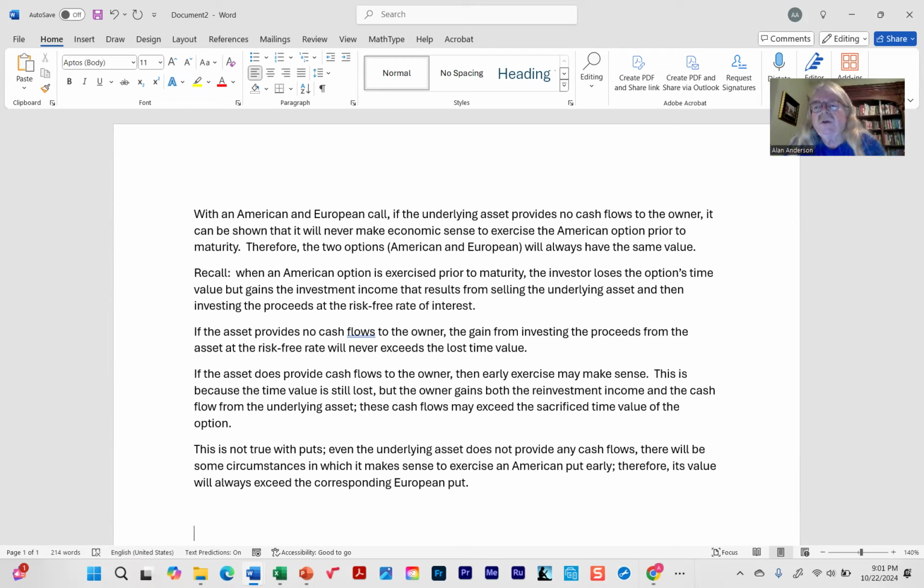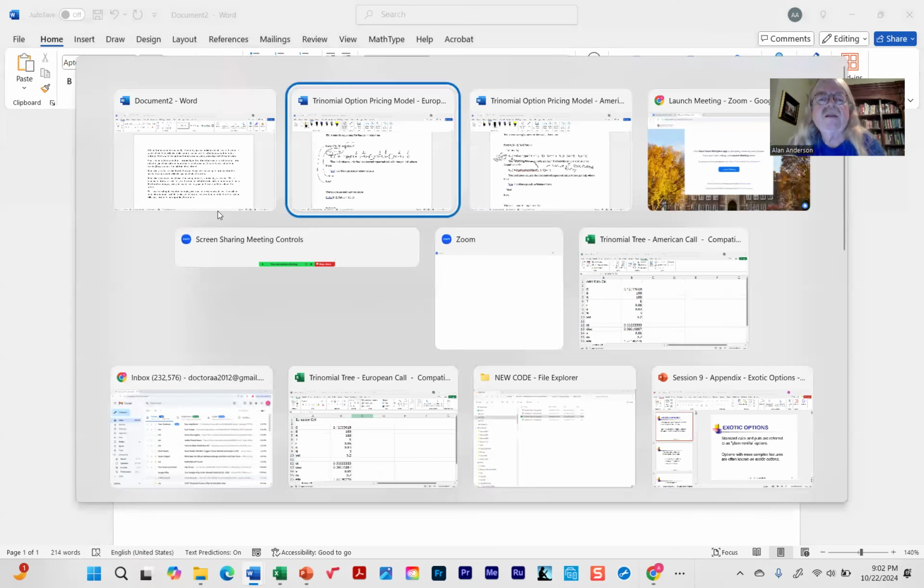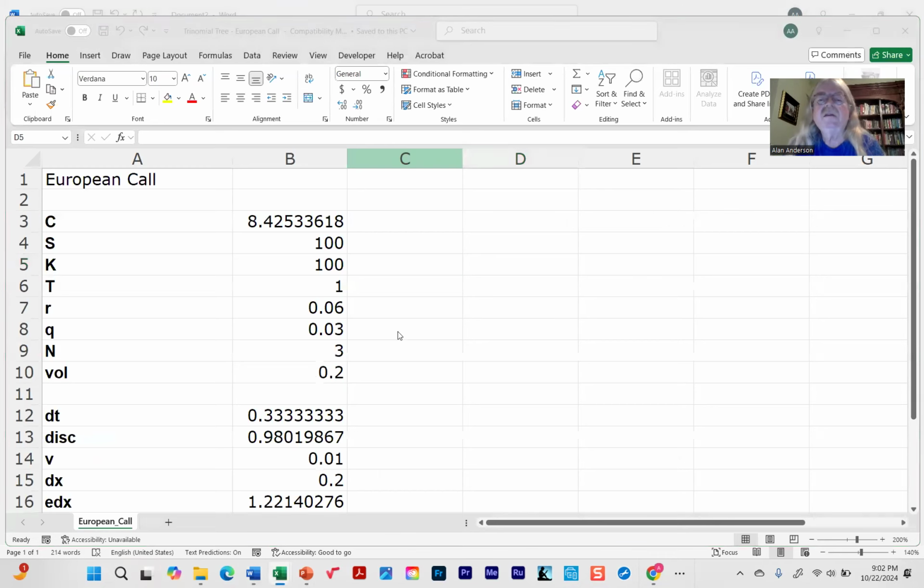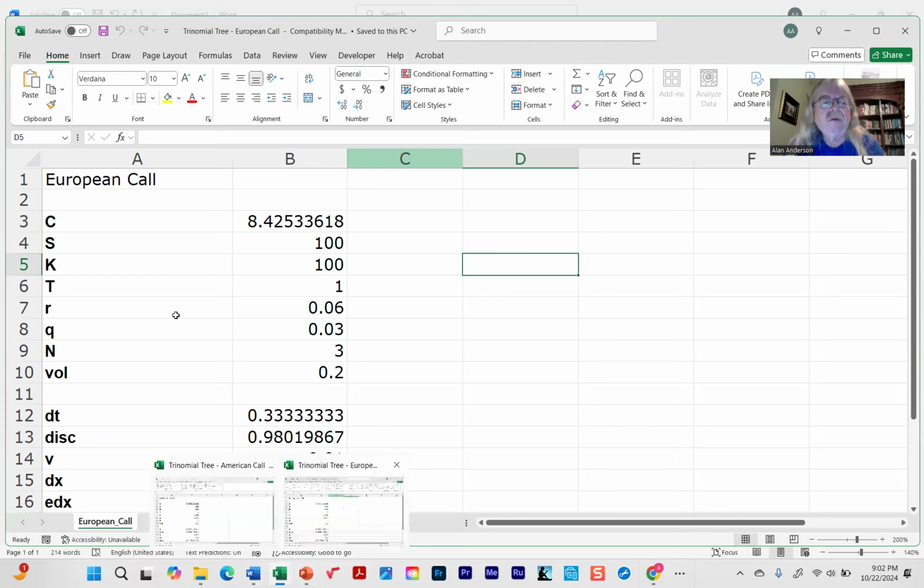So, but we just want to be aware of this so that when we write our code and we see that the American option seems to have the same price, we don't wonder what's going on. Now, if you look here at the code for both the European and the American call that we've just been looking at, remember the asset that we're pricing is an option on a stock that sells for $100. The strike is 100. The option matures in 1 year. The risk-free rate is 6%. Now here we are assuming a dividend yield of 3%, a volatility of 20% per year, and 3 time steps.